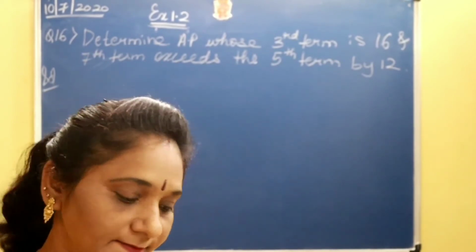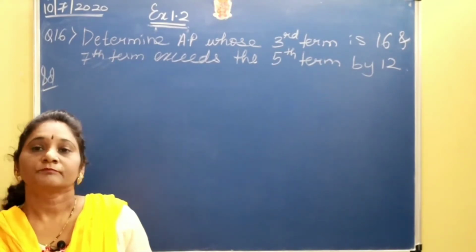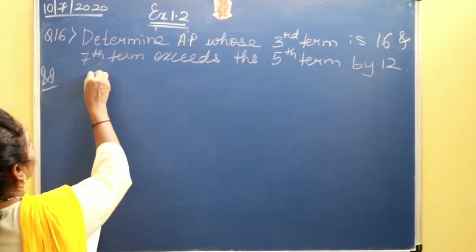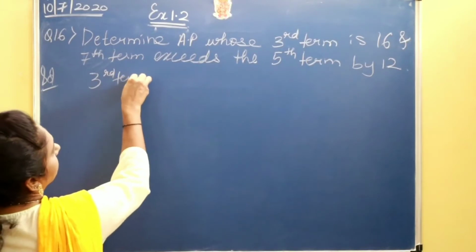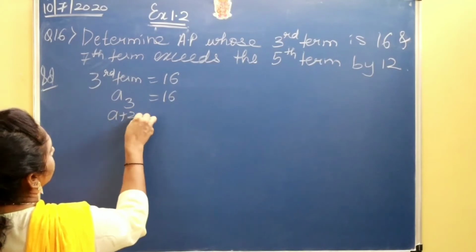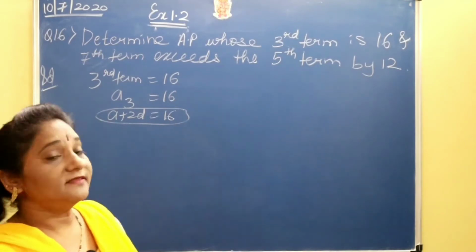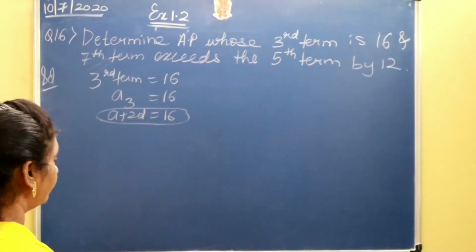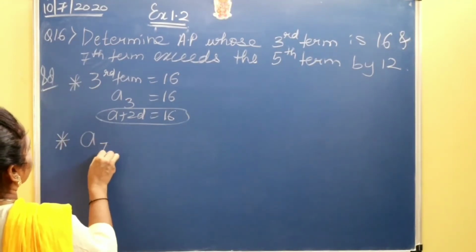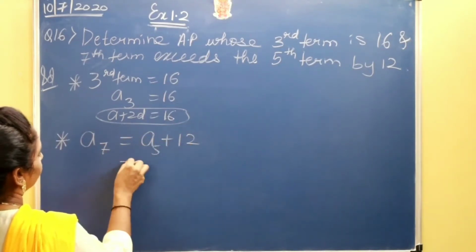The 16th question: determine the AP whose third term is 16 and whose seventh term exceeds the fifth term by 12. The given thing is third term is equal to 16. That is A3 is equal to 16, that is A plus 2D is equal to 16. So this is one thing we have in hand. And the seventh term exceeds the fifth term by 12. The other thing is A7 equal to A5 plus 12.